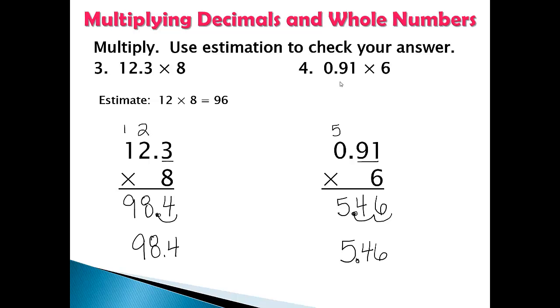So now let's see if that is close to our estimate. If we estimate, 91 hundredths is about 1 whole, because this 0 would be rounded and the 9 behind it tells us that we're going to round up, and 0 would round up to 1. So when we estimate, we're going to have that this is about 1 times 6, which equals 6. Now if we look at our answer, we have 5 and 46 hundredths, and 5 and 46 hundredths is close to 6.